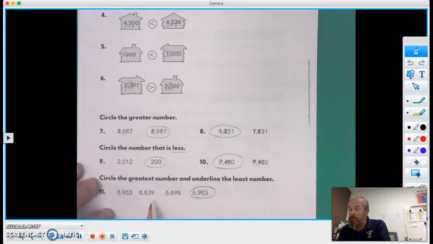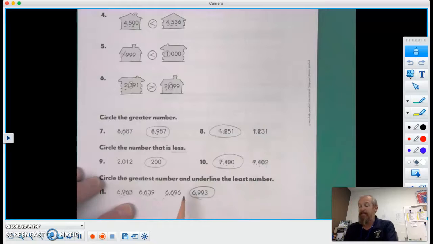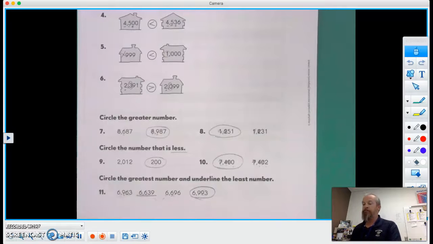Now our smallest number is between these two because they're both in the 6,600s. This is 6,639, 6,696. So the 9 is greater than the 3. 3 is less than the 9. So we are going to underline that one.